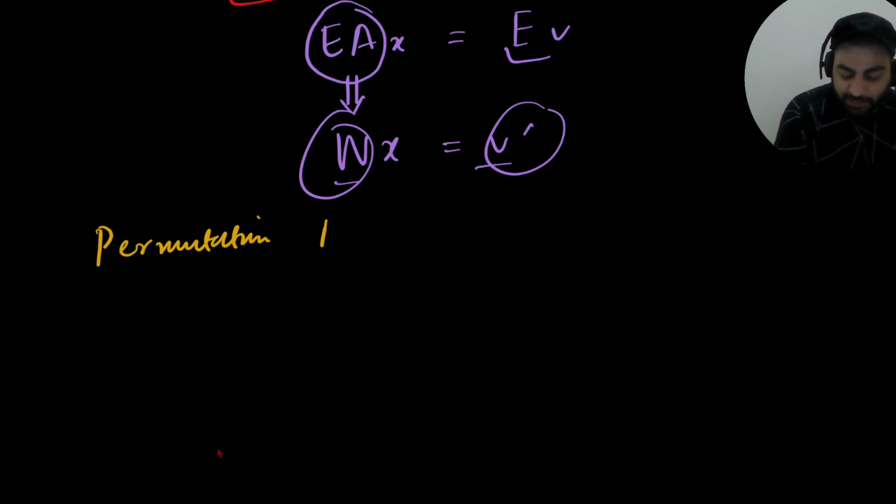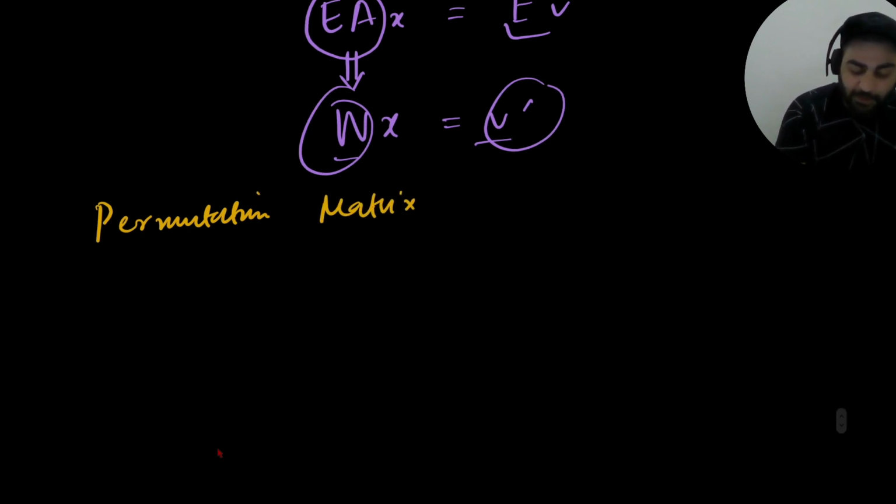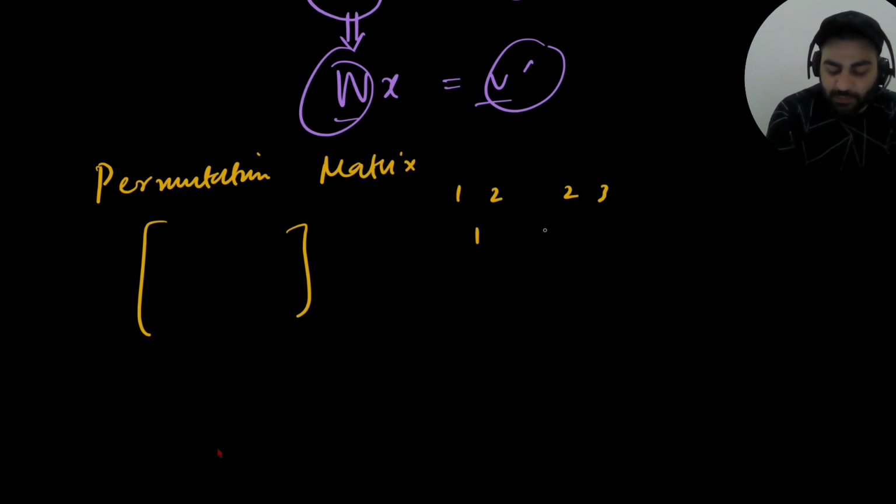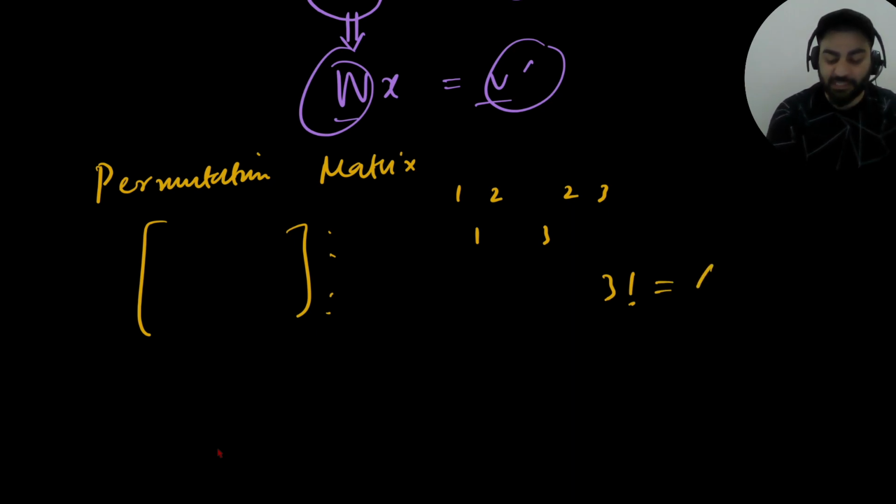Permutation matrix. What is that? So if I have, let's suppose, a 3 cross 3 case. How many permutations are possible? I can exchange the 1st and 2nd row, I can exchange the 2nd and 3rd, I can exchange the 1st and 3rd. Because there are 3 rows, I can have 3 factorial ways of changing them. I can have 3 factorial permutations, that is 6 ways.